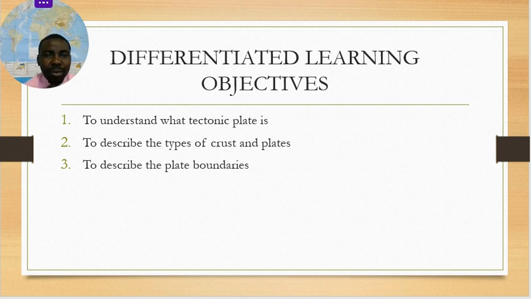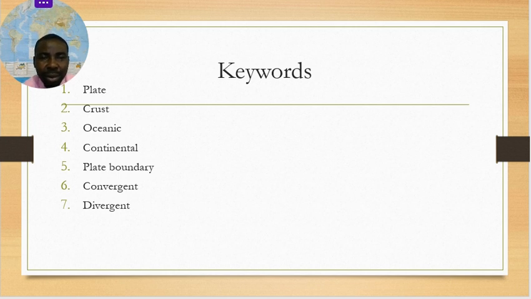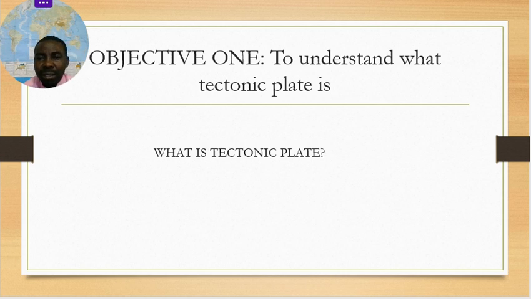Okay. And before we start, let us look at our keywords. These are the keywords we'll be coming across: plates, crust, oceanic, continental, plate boundary, convergence, and divergence. So these are the keywords we'll be looking at as we proceed with our lesson. Okay, so let us start from the first learning objective, which says to understand what a tectonic plate is.